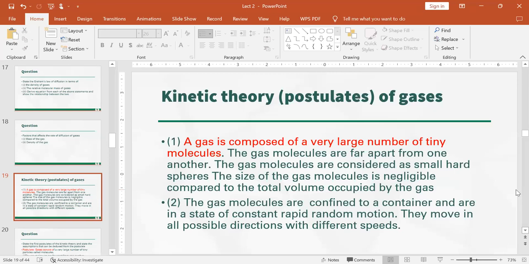In the next one, feel the odor. That means the gas molecules are far apart. The molecules are far apart from each other. The gas molecules are considered.